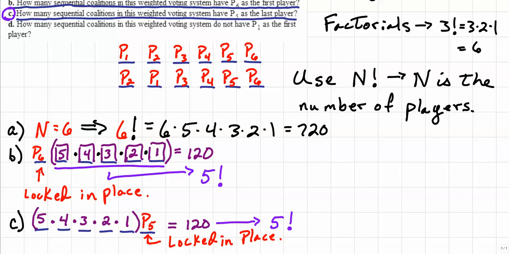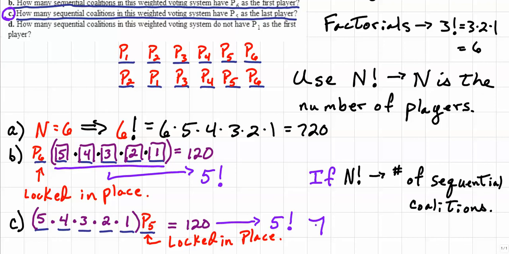Now, let's discuss part D. And wait, before we go to part D, let's examine both of those real quick. Because this right here means that if n sub 1 represents the number of coalitions or sequential coalitions, then n minus 1 factorial will represent the number of sequential coalitions with one of the players already chosen for a specific spot.